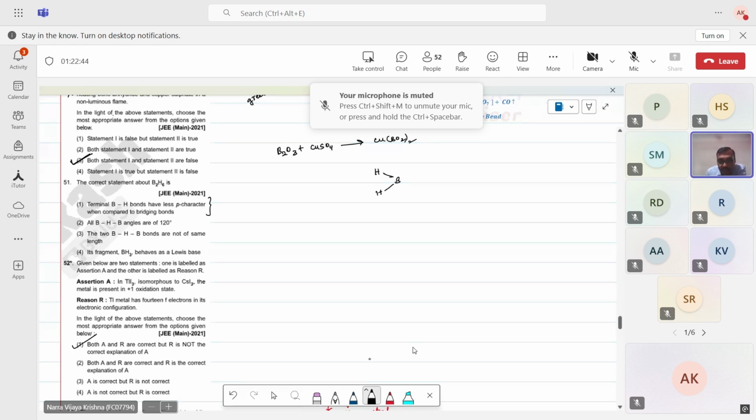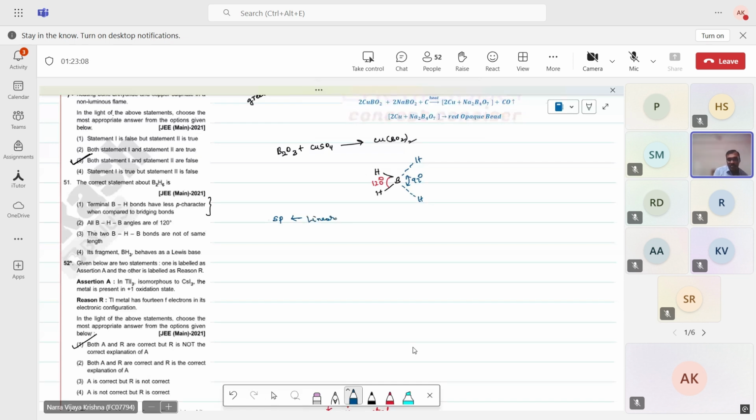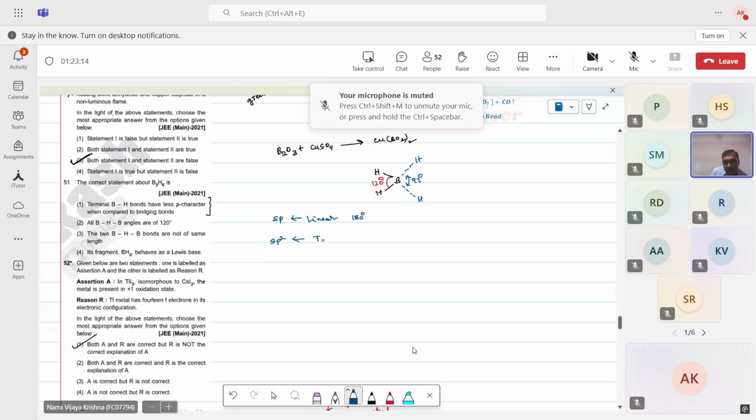What is this bond angle? 120. Now, what about this bond angle? 97. Now, if it is sp hybridization, what should be the bond angle? Geometry will be linear, bond angle 180. If it is sp2 geometry, trigonal planar, bond angle must be 120. Now observe, bond angle decreased. Correct?